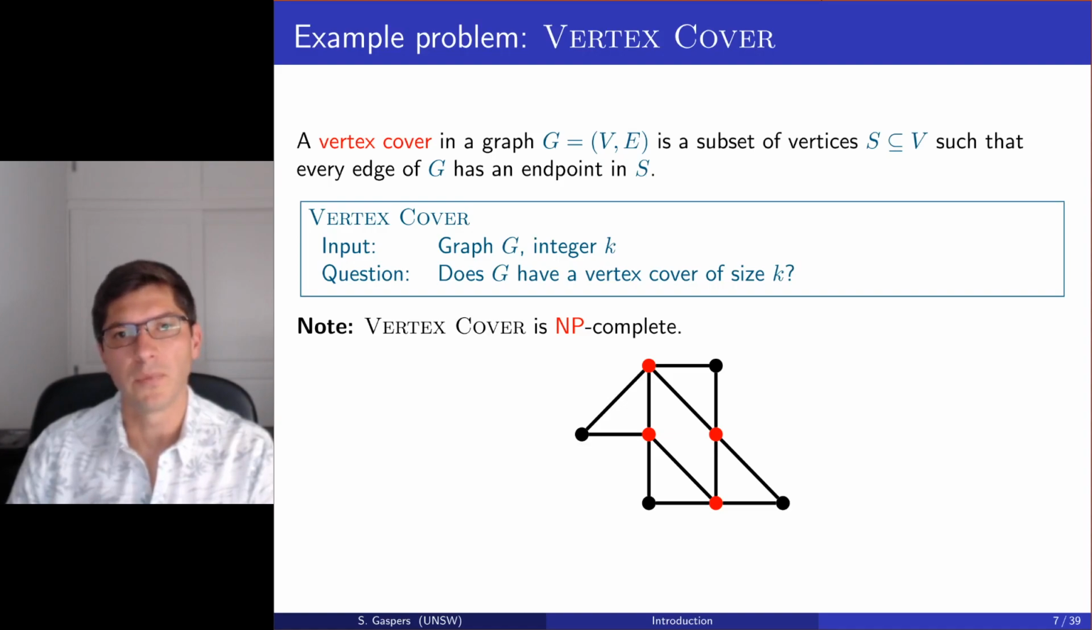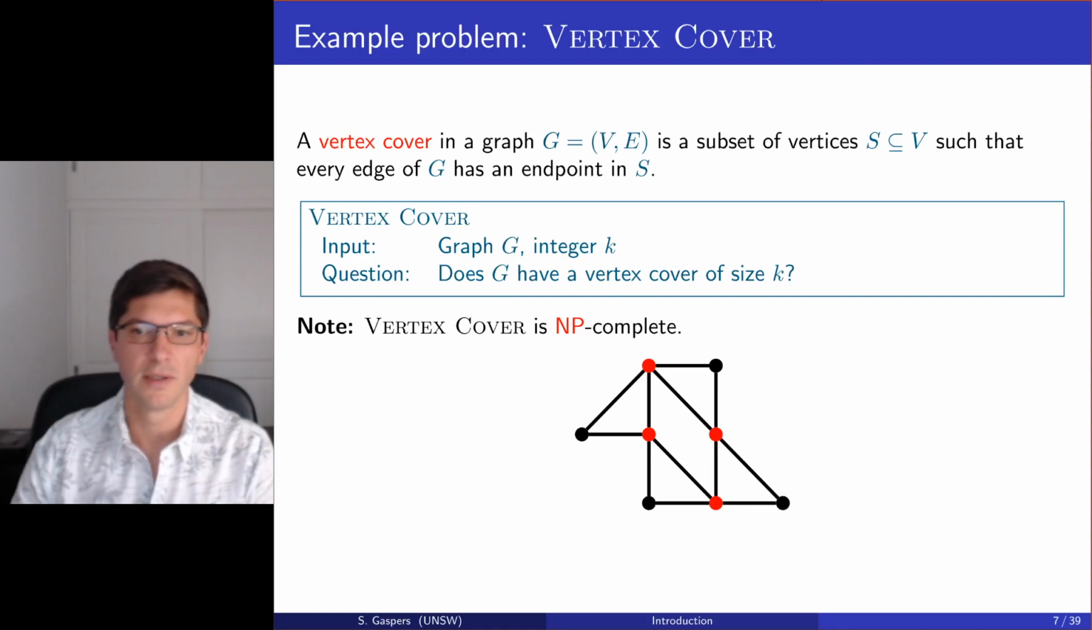In the vertex cover problem, which is a decision problem, the input is a graph G and an integer K. The question is, does G have a vertex cover of size K? So is it possible to place these K monitoring devices onto nodes of the power grid such that every single edge of the power grid is monitored?